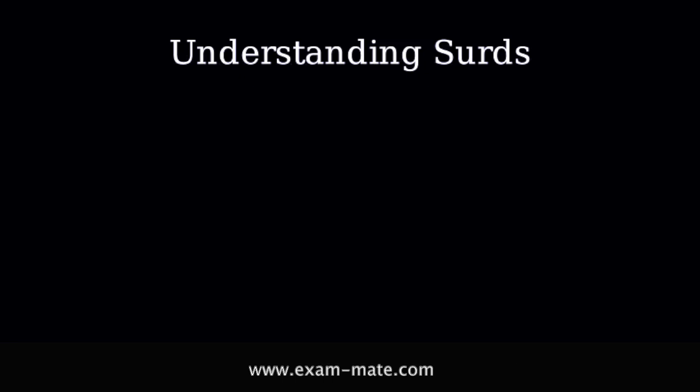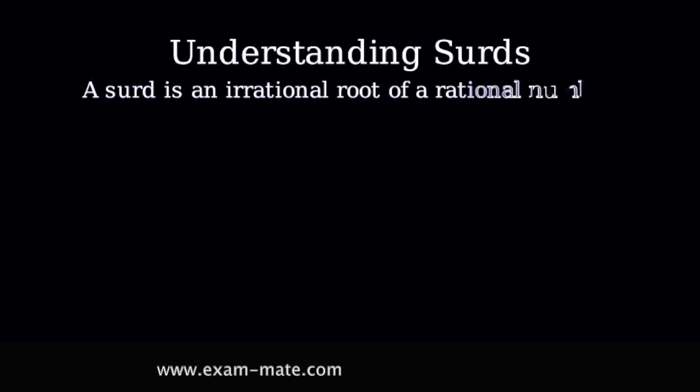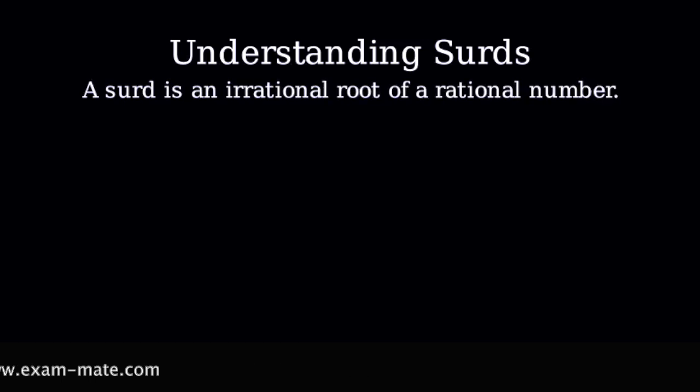First, what exactly is a surd? A surd is an irrational root of a rational number. Think of it as a root, like a square root or cube root, that cannot be simplified into a whole number or a terminating or repeating decimal.